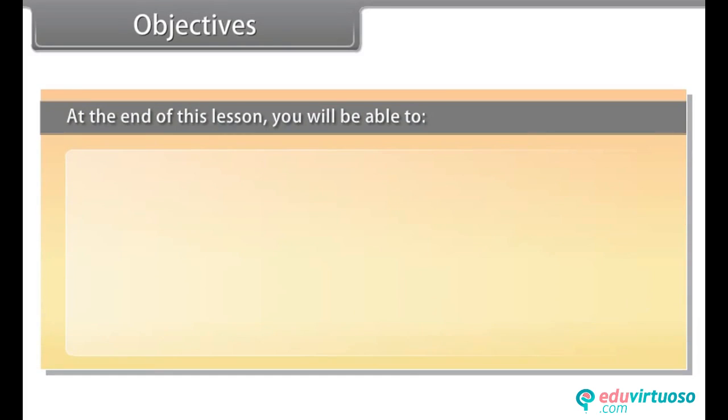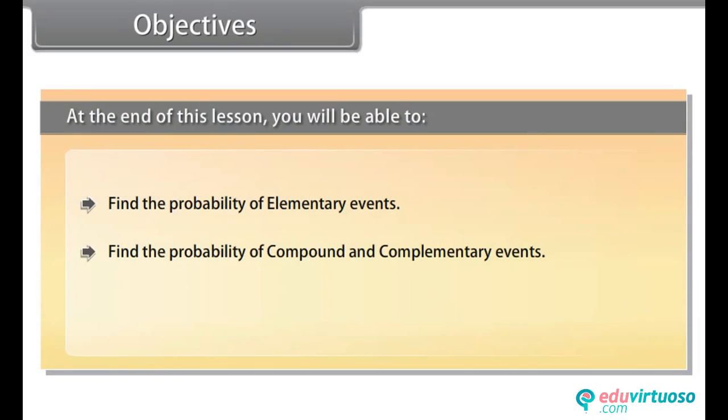Objectives. At the end of this lesson, you'll be able to find the probability of elementary events, find the probability of compound and complementary events, find the probability of impossible and sure events.